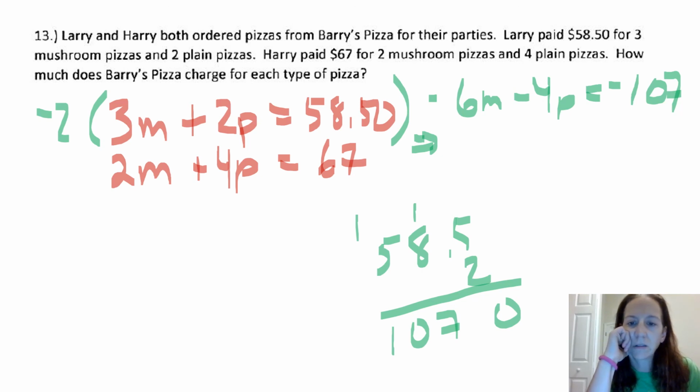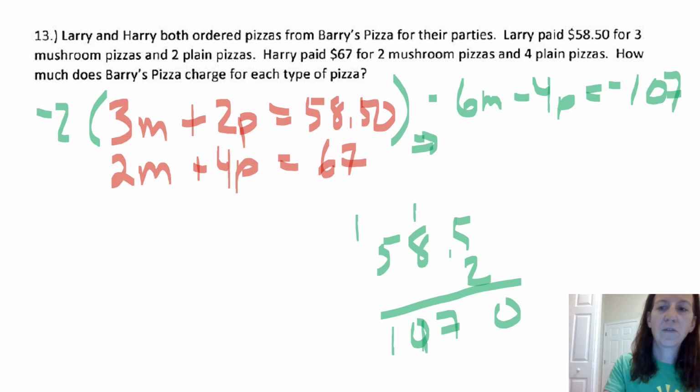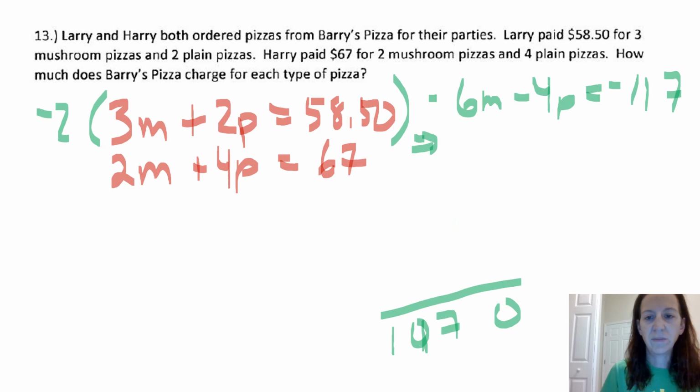No, wait, that doesn't feel right. 16 plus 1 is 17. 17. It is wrong. Hang on. There we go. And what you just saw there was me make a multiplication mistake.